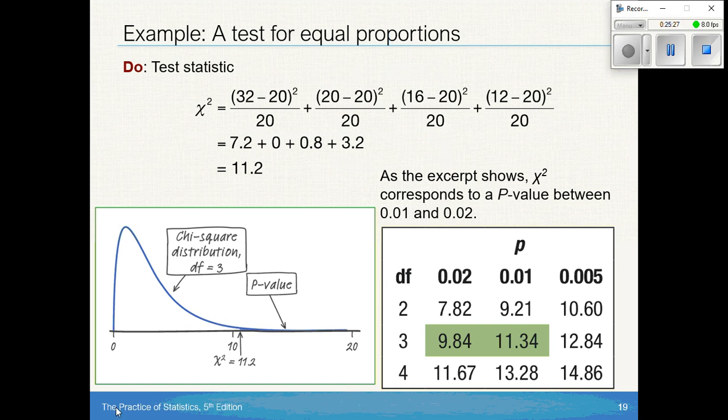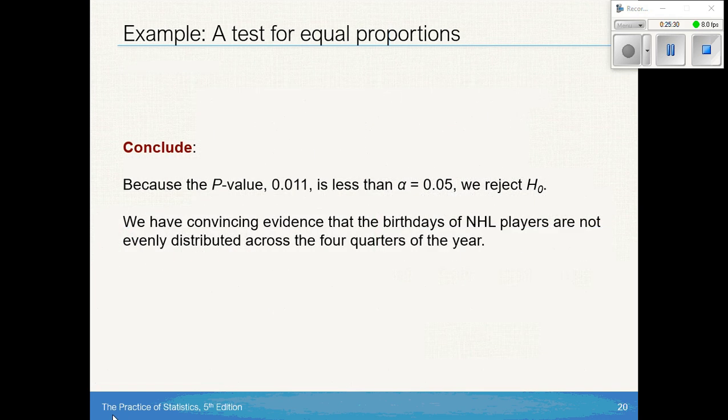Okay, so finally, we've got a small p-value. We reject H0 in favor of HA. Let me go forward to that concluding sentence. We have convincing evidence that the birthdays are not evenly distributed across the 4 quarters of the year. But this leads me straight into a question. If the birthdays aren't evenly distributed across the year, where is the difference? Where is it not like I expected?